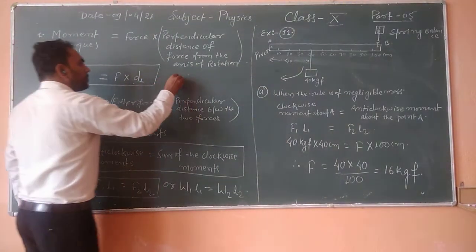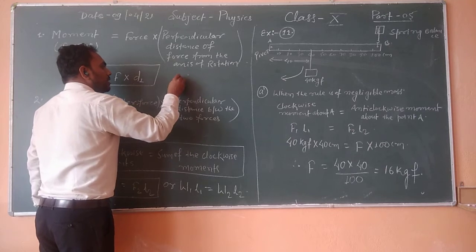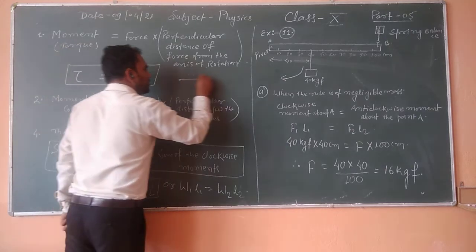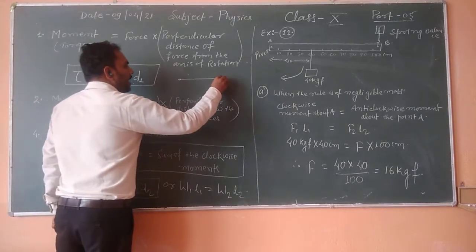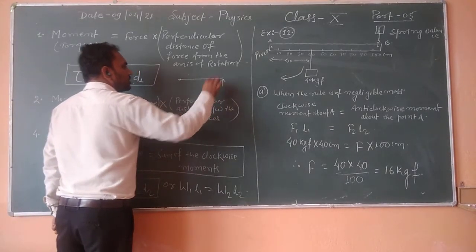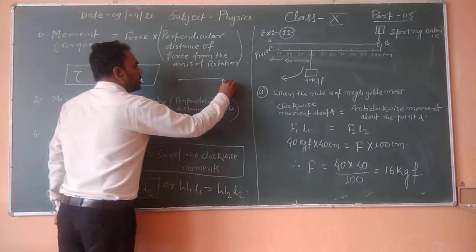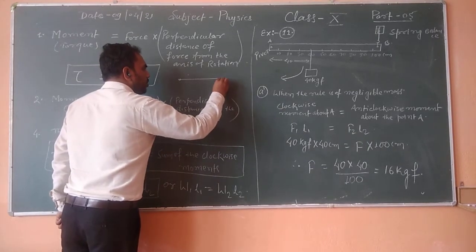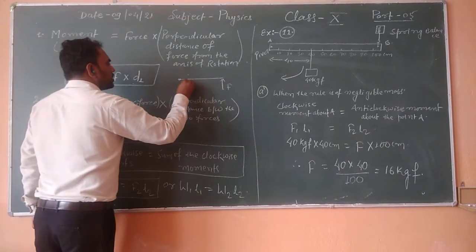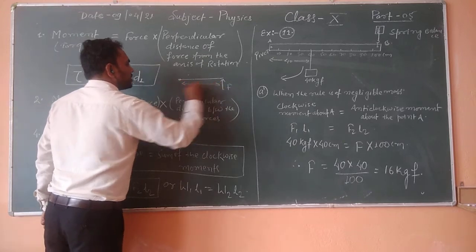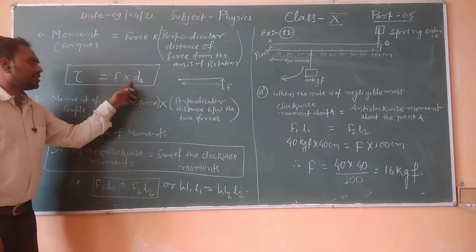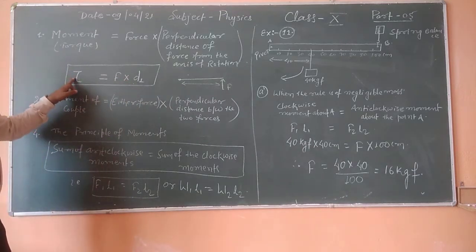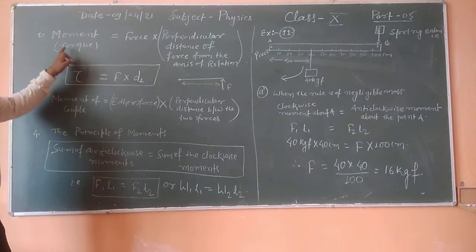Basically, if any object is hinged, means fixed at a particular point, and we are applying some force on another point, then the moment will be force into perpendicular distance. That is also denoted by tau, torque.